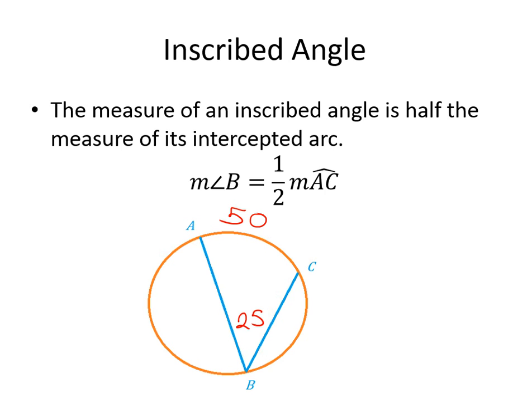The reverse works also. If you know the measure of the angle, then the arc is going to be double that. So if we know that the angle was 25, the arc must be 50. If we know the angle was 20, then the arc must be 40. So it works both ways. It's a two-way street here.